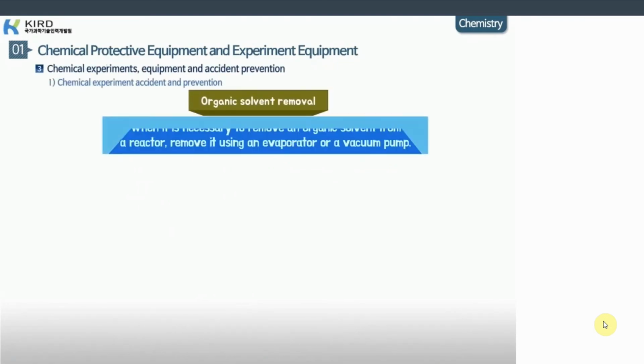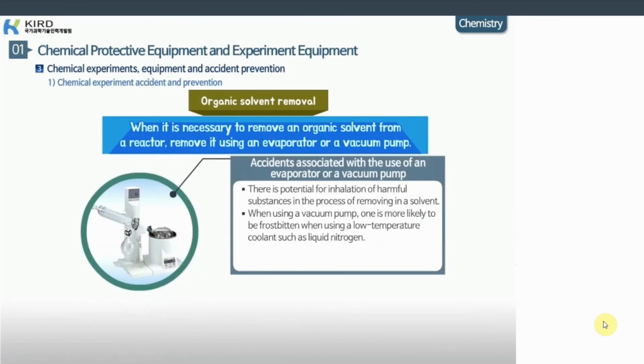When it is necessary to remove an organic solvent from a reactor, remove it using an evaporator or a vacuum pump. Accidents associated with the use of an evaporator or a vacuum pump may occur. There is a potential for inhalation of harmful substances in the process of removing a solvent.